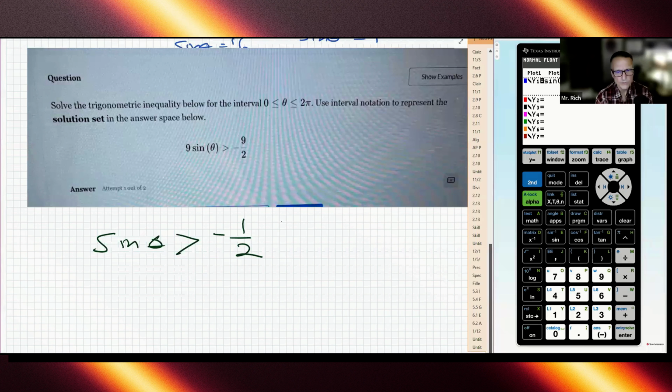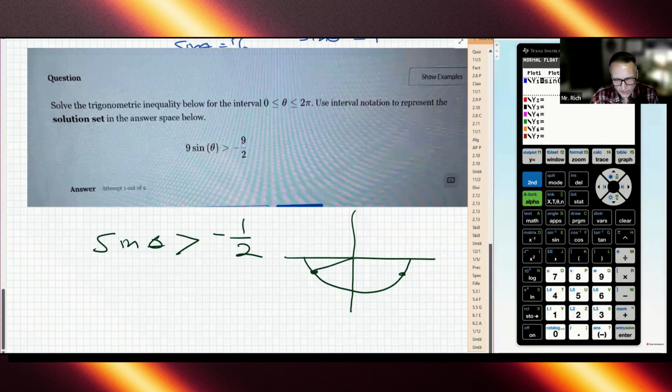So I need to find the angles where sine of theta is larger than negative a half. Now, a couple of ways to do this. I'm going to do this on the unit circle. I'm going to draw myself a picture of the unit circle. I know that the sine values are the y coordinates, and my y coordinates where I'm going to have a negative 1/2 are going to be over at these angles here.